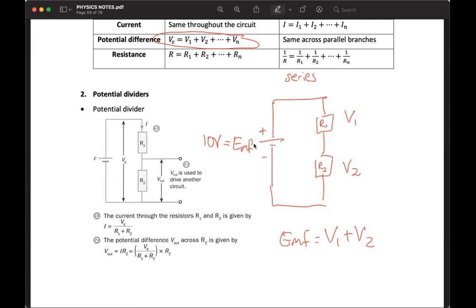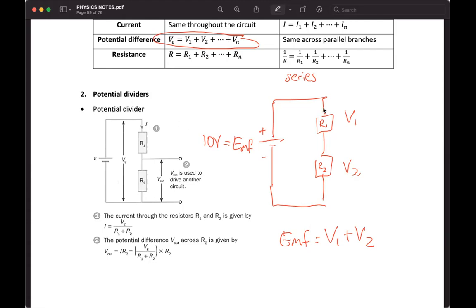Okay, you don't want such a high EMF. You want a lower one. So that is where a potential divider comes in. For example, if you want a 5 volt potential difference to drive your circuit, because your component cannot work under 10 volt, but you only have one 10 volt battery here, what can you do? You use a potential divider.